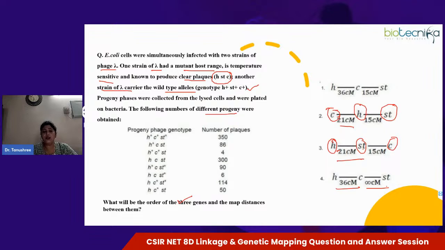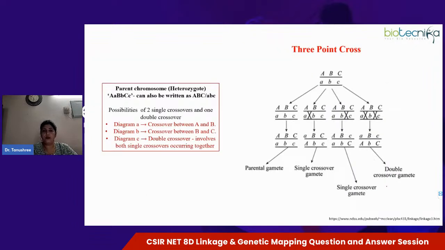Again, to solve this question, there are some concepts which need to be very clear. Those who don't know, I would like to tell you about the three-point cross. A three-point cross is where we consider the location of three genes on a chromosome and the cross between them. We are considering the three genes A, B, and C, with the dominant alleles represented in uppercase and the recessive alleles in lowercase, right? You always have to consider four cases.